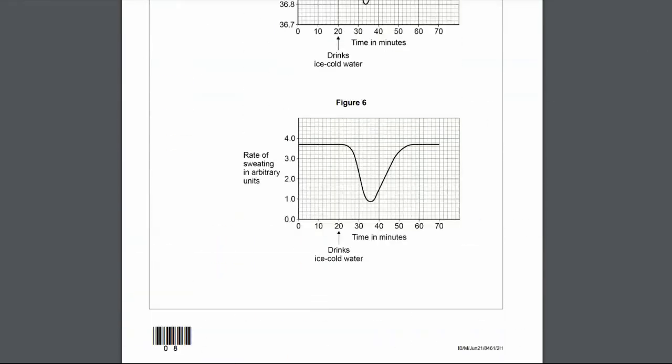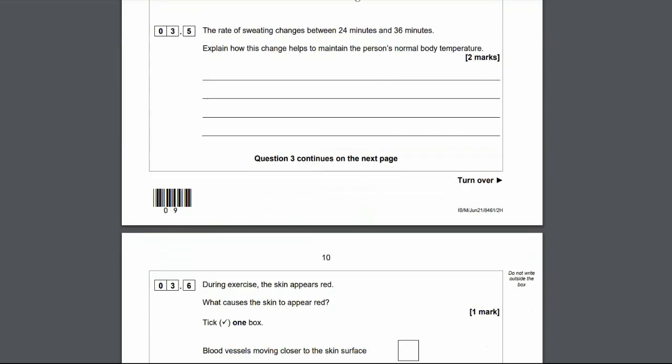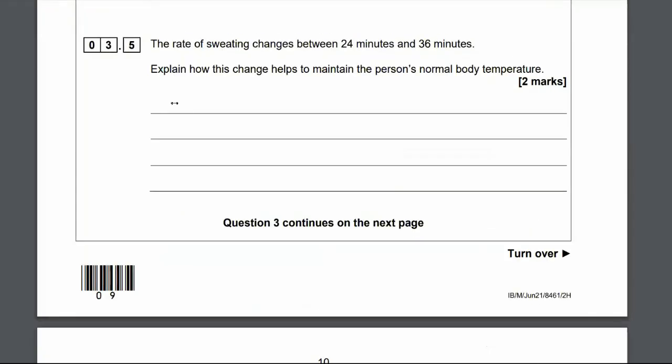Explain how this change helps to maintain the person's normal body temperature. So if we look at the rate of sweating between these times here, how does this rate of sweating help them achieve normal body temperature? Well, what's happened? It's gone down. We can see that between those times, the rate of sweating decreased. Now, zooming in here a little bit, how does this actually help maintain the normal body temperature?